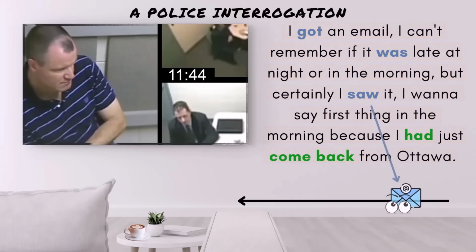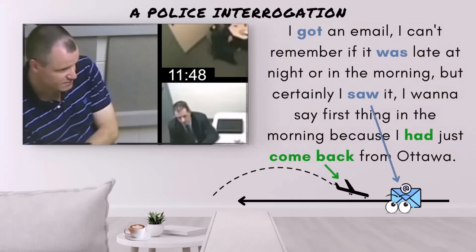So he saw the email first thing in the morning. He had just come back from Ottawa.